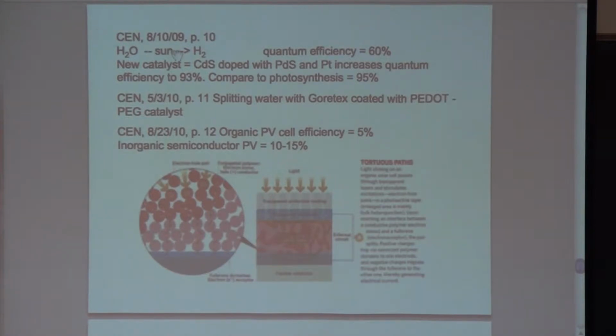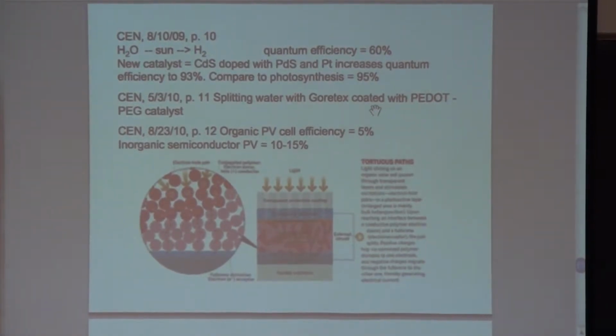Now, photosynthesis has an efficiency of about 95%. Here's another one: splitting water with Gore-Tex coated with PEDOT and PEG catalysts. That's another way to split water. Using organic photovoltaic cells, the efficiency is only 5%, so you're only getting 5 electrons out of every 100 photons which hit that photovoltaic cell. If you use an inorganic semiconductor photovoltaic cell, the efficiency improves to 10 or 15%. Again, this is another area of research to improve the efficiency of these PV cells.